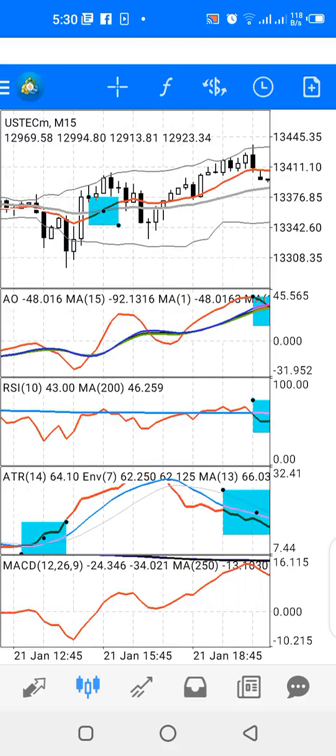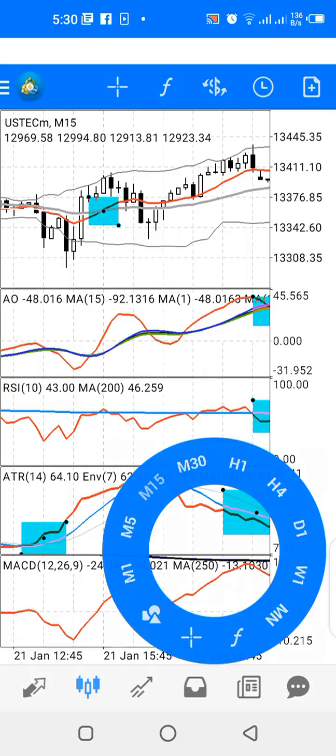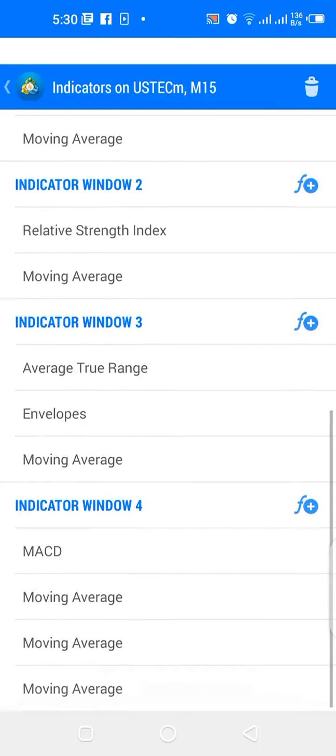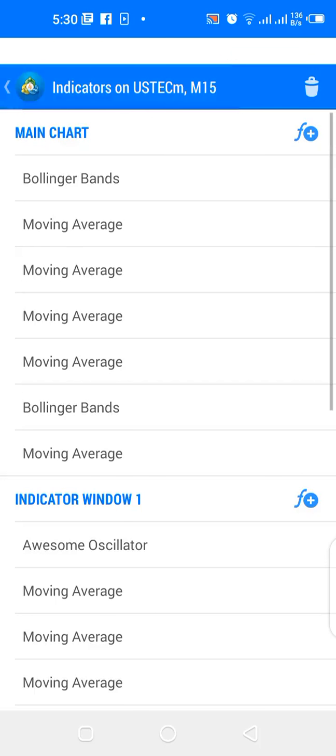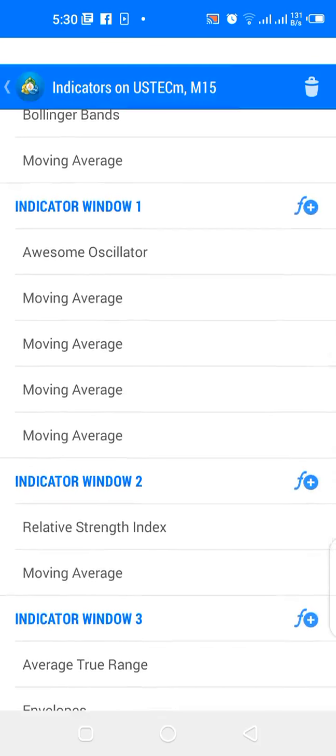Now let's look at indicator window 4. Let's look at settings. Indicator window 4. We have MACD and some moving averages. For MACD, we have fast EMA is 12, slow EMA is 26, MACD SMA is 9. Apply to close. Now the color of the main style and the signal style will match the background color of your empty MetaTrader chart.